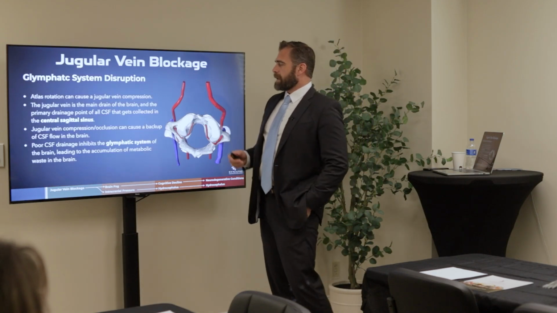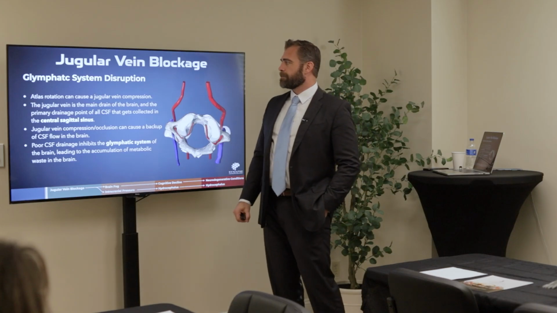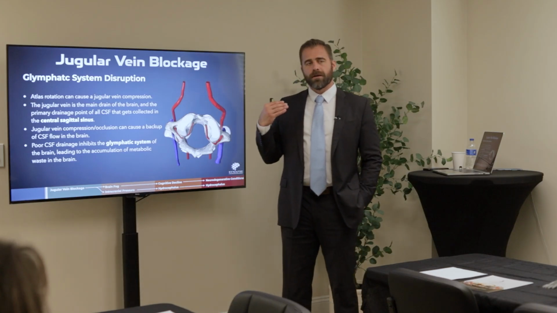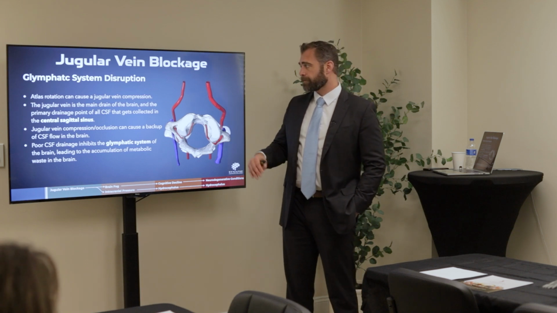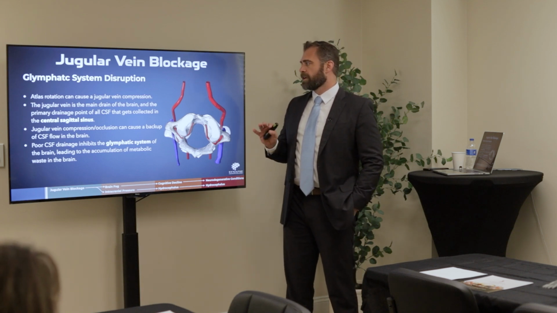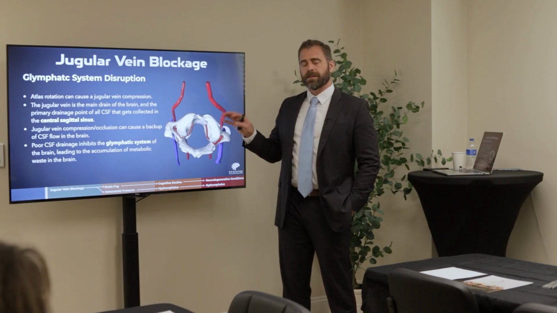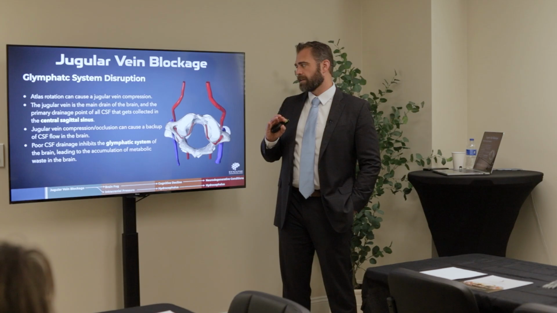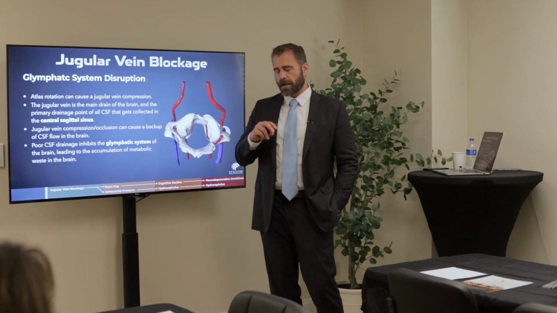So the atlas can cause a jugular vein compression. The jugular vein is the main drain of the brain, and it's the primary drainage point of all cerebrospinal fluid that gets collected in the central sagittal sinus. Jugular vein compression and occlusion can cause a backup all the way into the brain, and poor cerebrospinal fluid flow inhibits the glymphatic system of the brain, leading to the accumulation of metabolic waste inside the brain.